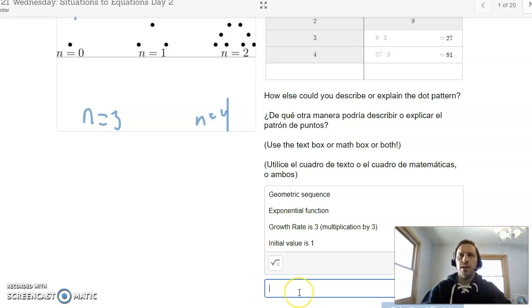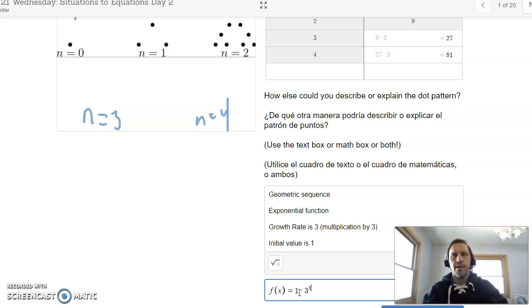Okay, now the best kind of finalized way of talking about this is to write the function, right? F of x equals its initial value of 1 times its growth rate of 3 all to the x power. So we plug in figure 1, we get back 3, figure 2, we get back 9, plug in 3 for x, you get back 27, plug in 4 for x, you get back 81. And so that is that complete way of describing this pattern. All right, so get that down in your notes and then come join me.